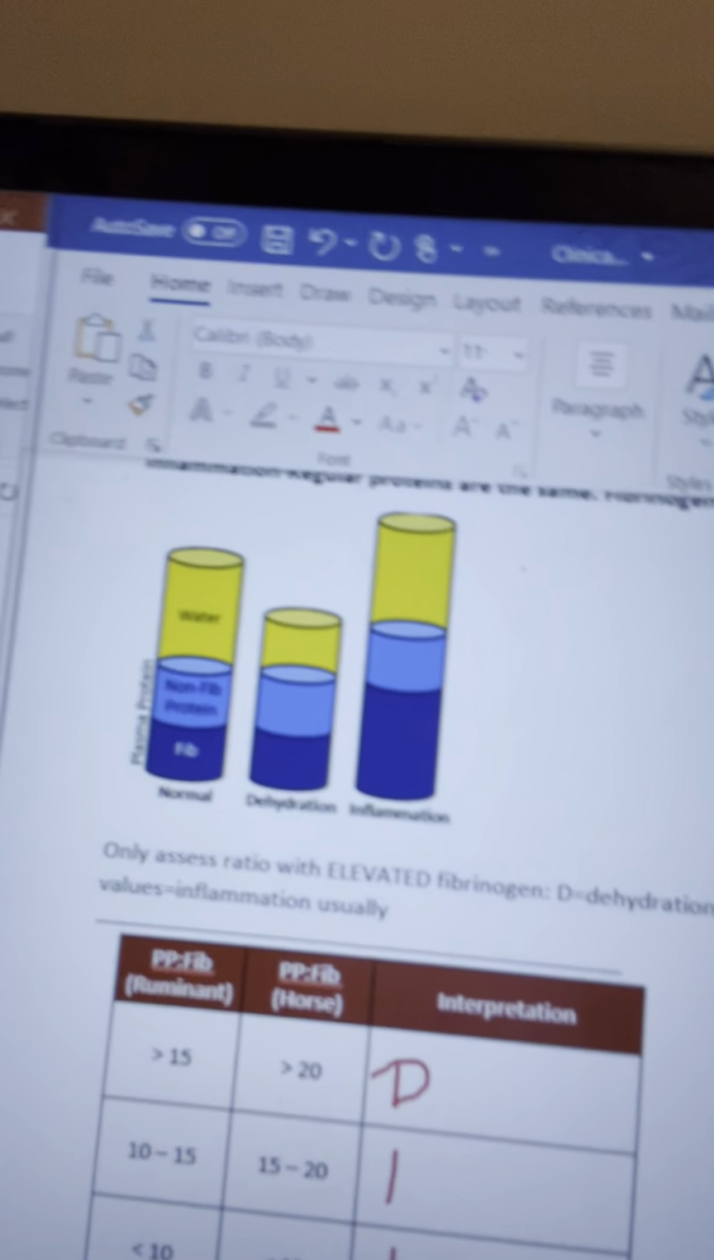And then we have hyperfibrinogenemia, which means dehydration, loss of free water. Fibrinogen increases during dehydration or the acute phase response because of inflammation. Regular proteins are the same, whereas fibrinogen is increased. So we see an excess ratio with elevated fibrinogen. So D equals dehydration here and I equals inflammation. So lower values equal inflammation usually.